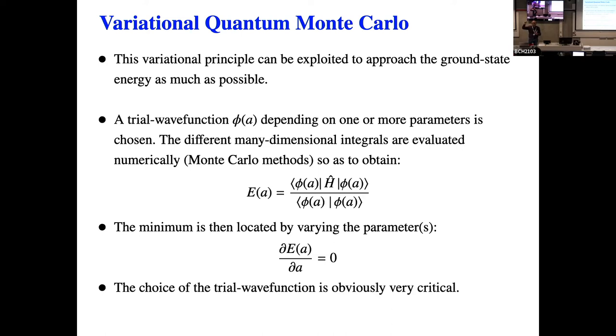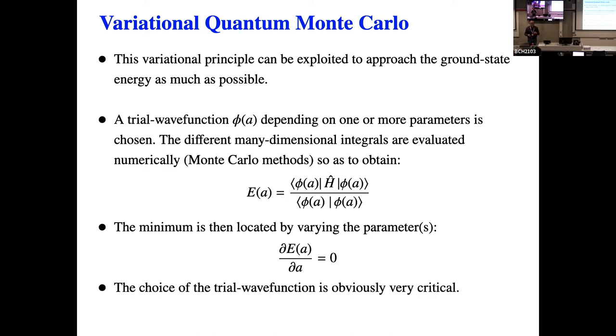That's why it's called Monte Carlo. So you sample the space in different positions, and you assume that by doing so you have some representation of the exact integral. And you can always refine that, put in more points and get a better precision about this energy.